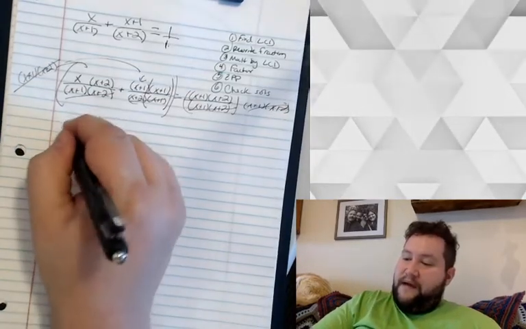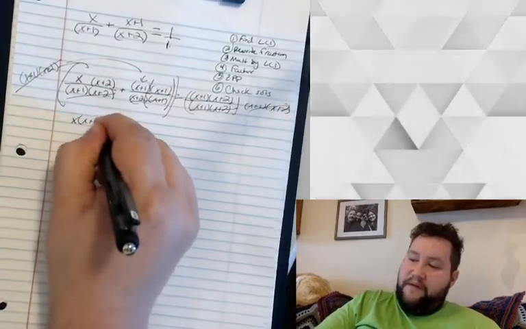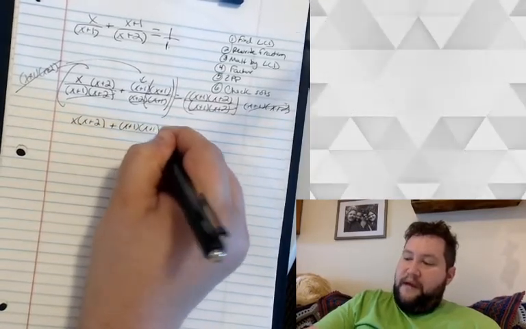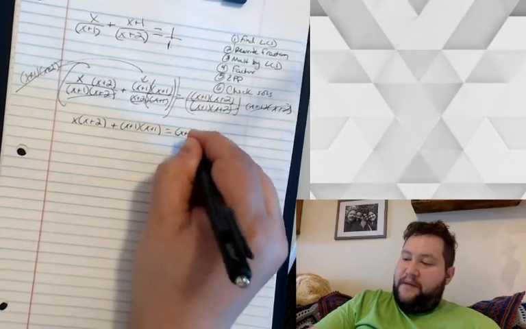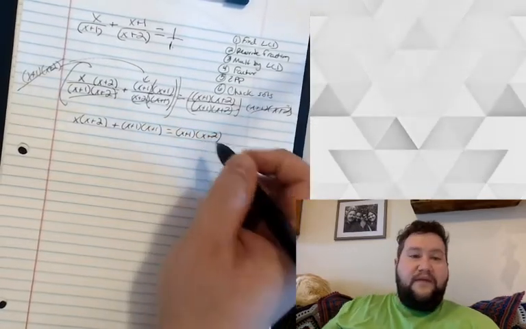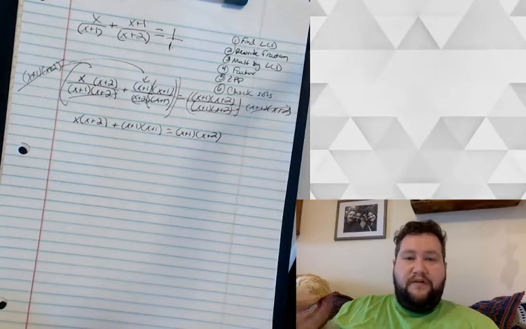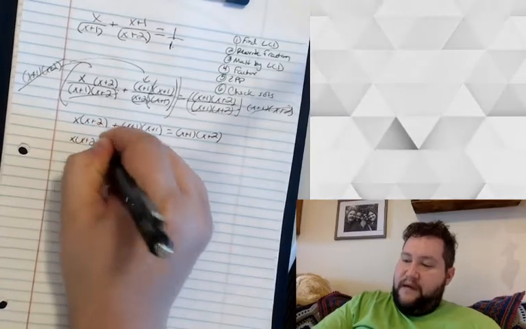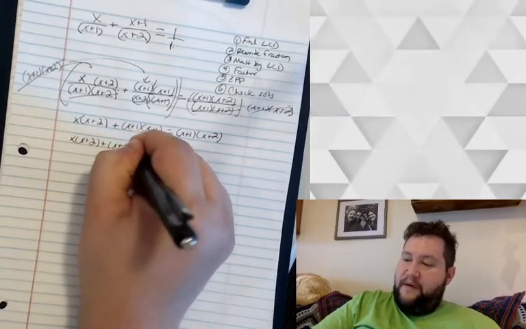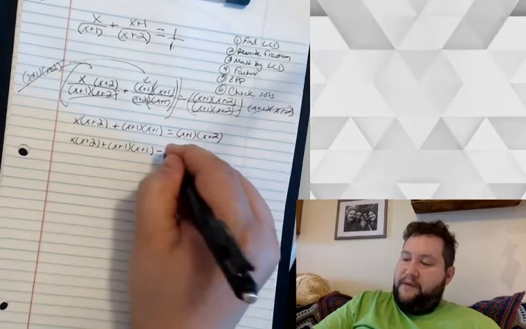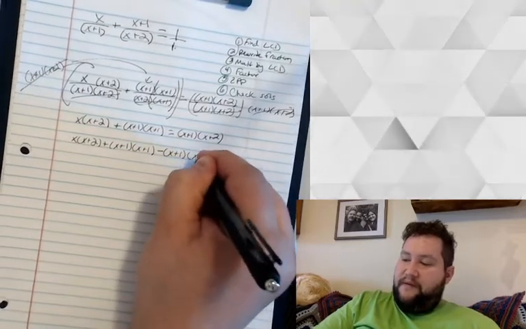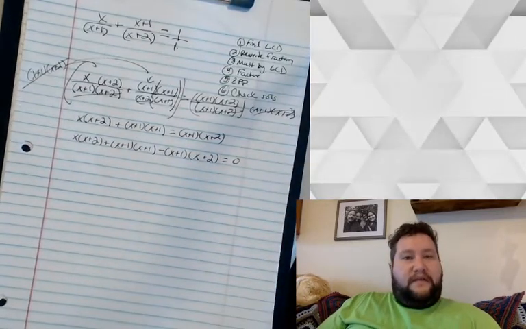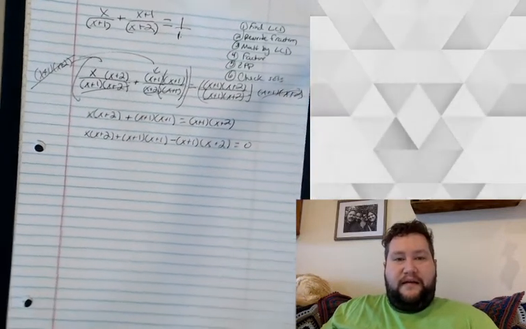We have x times x plus 2 plus x plus 1, x plus 1 equals x plus 1, x plus 2. And to factor, I need to get one of them equal to 0, so I'll move that over. x times x plus 2 plus x plus 1 times x plus 1 minus x plus 1 times x plus 2 equals 0. It's a lot, but let's go ahead and simplify.